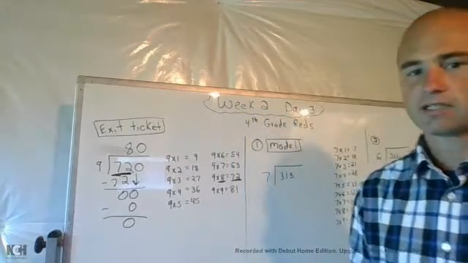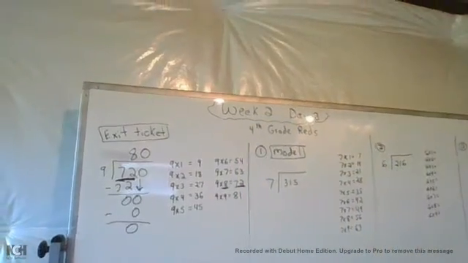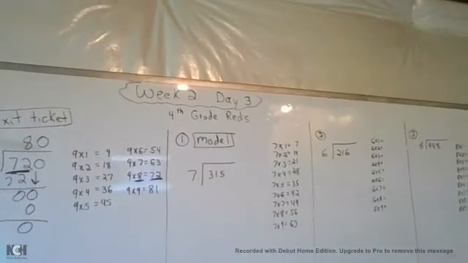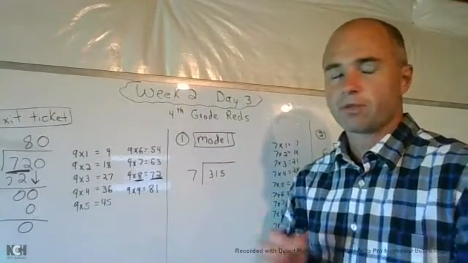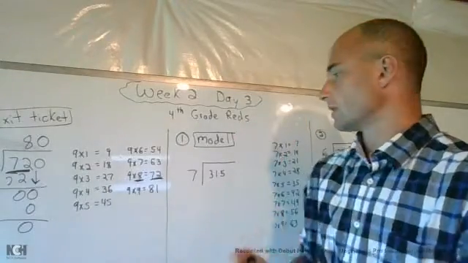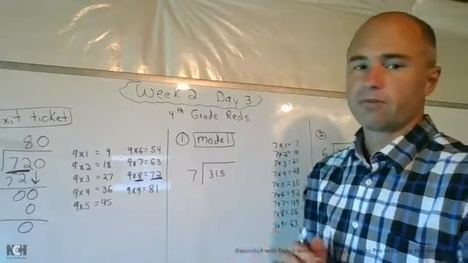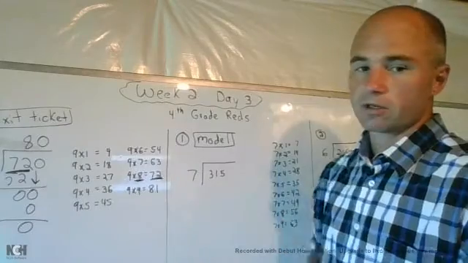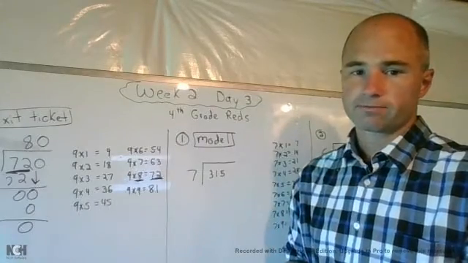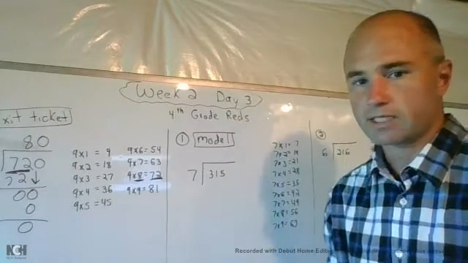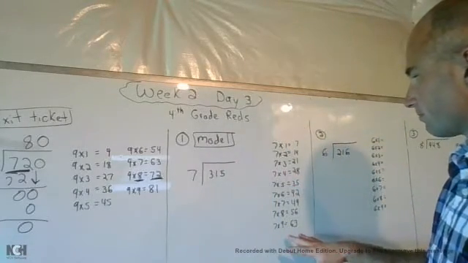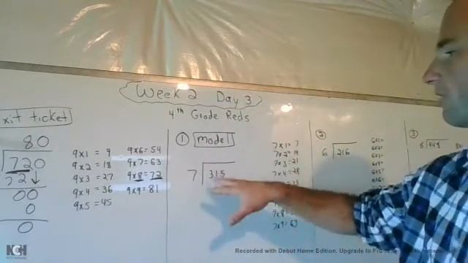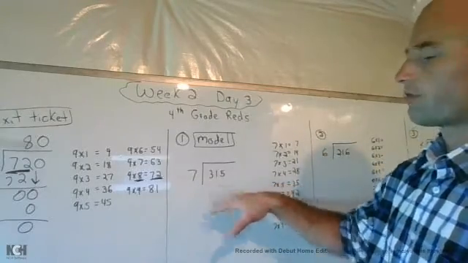Now we're going to move on to today, which is a 3-digit number again, divided by a single digit. But this time, there won't be any zeros. Every place value for my 3-digit number will have a number 1 through 9. So let's get started. I have my 7 times tables here, because I want to find out how many 7s go into 315.